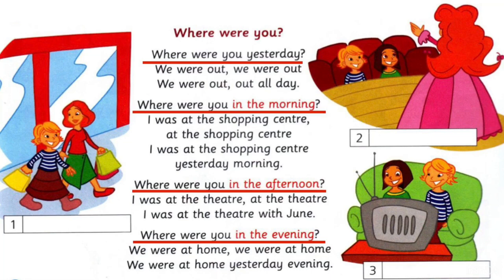Alright, so let's answer the question. Let's answer the first question. Where were you in the morning? The answer is I was at the shopping center. For the first picture, it is at the shopping center. The second question is, where were you in the afternoon? The answer is, I was at the theater. So, picture number 2 is at the theater. And the third question is, where were you in the evening? We were at home. So the answer is at home.